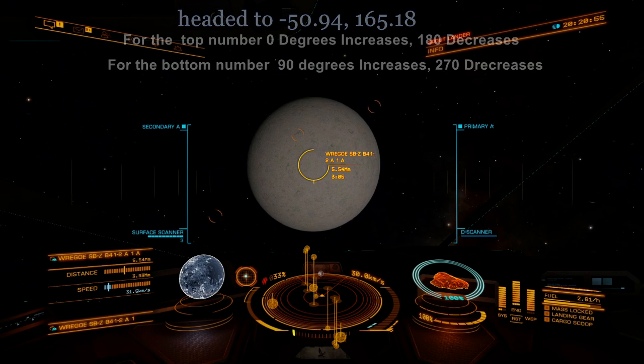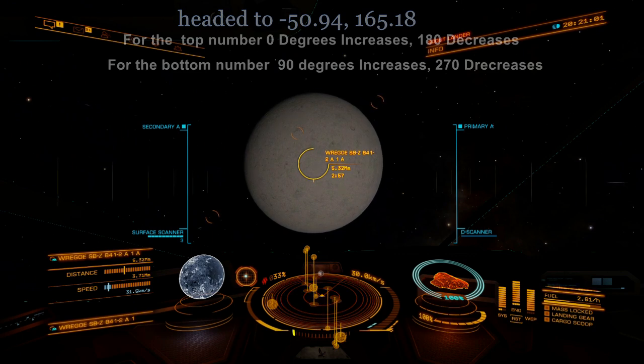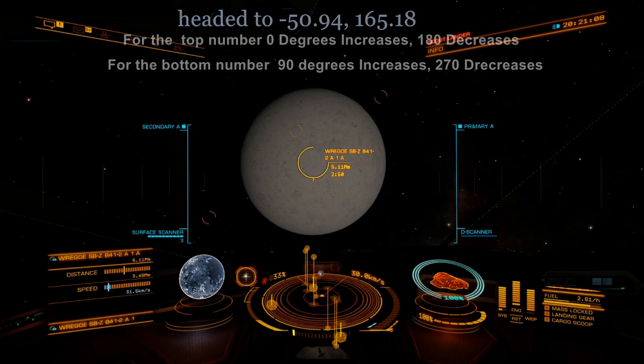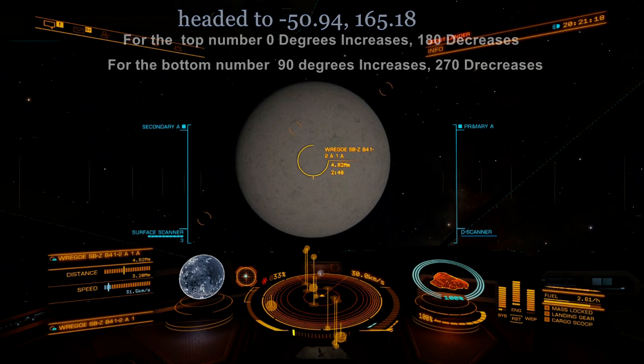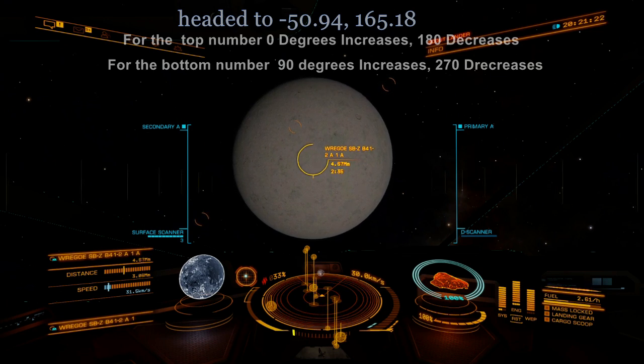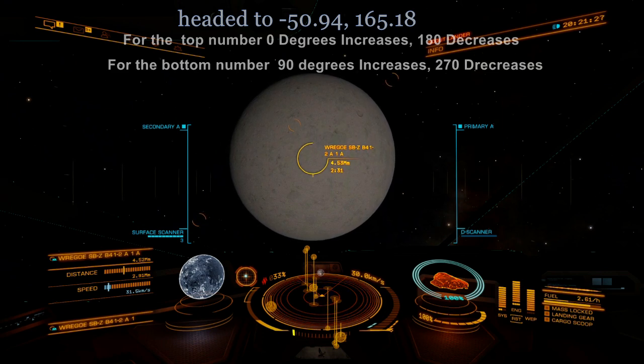On your top coordinate, your latitude, if you set your ship at 0 degree and you move forward, the top number on that coordinate will increase. If you flip your ship totally around to 180 degrees and start going the other direction, that top number is going to decrease. Same thing with longitude, the bottom number.